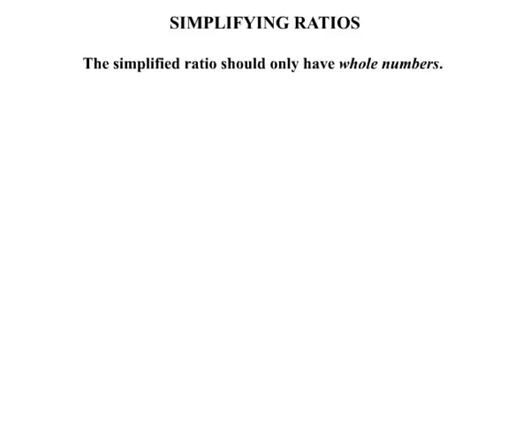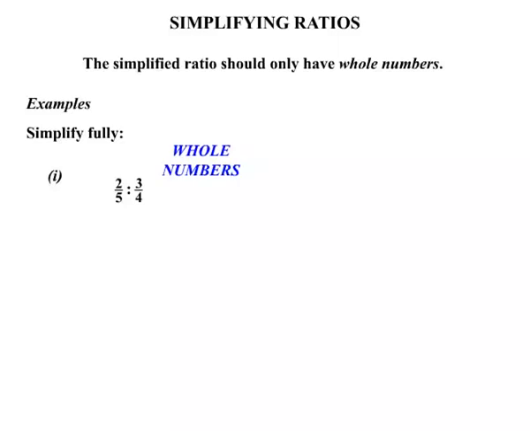Now, the simplified ratio should only have whole numbers. Let's look at examples in this case. We're asked to simplify fully, firstly, 2/5 to 3/4. Now we need whole numbers. At the moment we have fractions on both sides. So what we do now is we look at the denominators, 5 and 4, the bottom numbers.